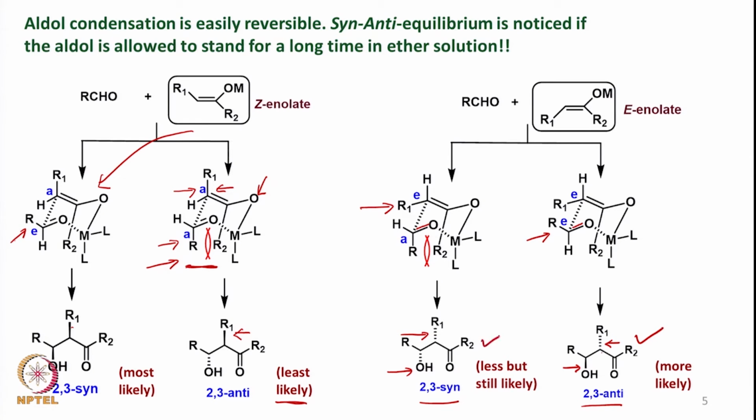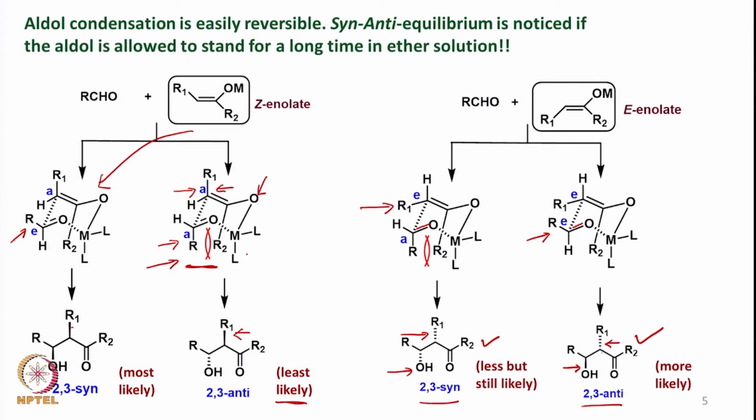To some extent this product is formed and a larger amount of this particular product is formed, and therefore we say that the Z enolate is a very good enolate to lead to the 2,3 syn product, and in this case we get somewhat a mixture of the products, because in this case this is less but still likely. Why do we say still likely? Because the R1 group is in equatorial position, whereas in this case the R1 group is in the axial position. Therefore, between the two of them, this one is a little bit more likely to be formed, but this is less likely to be formed.